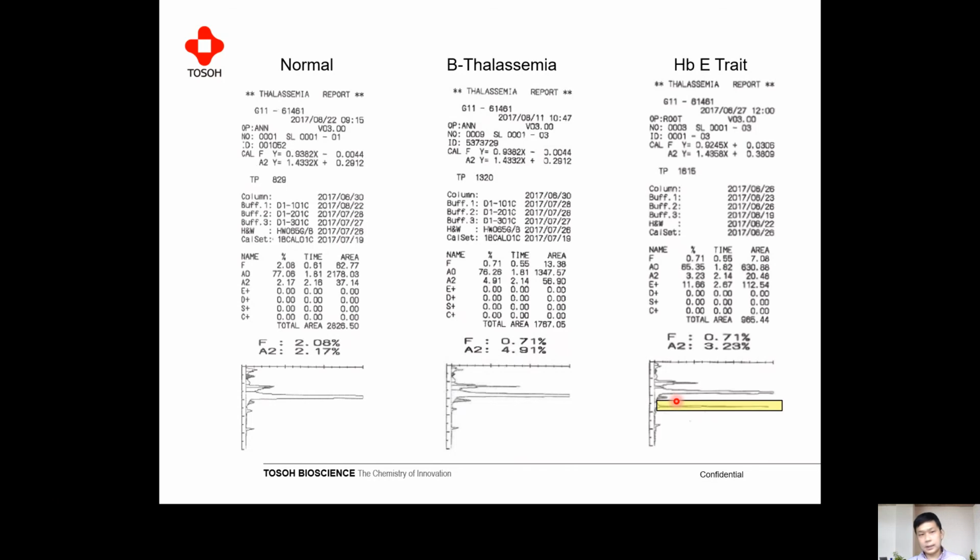So this is my introduction on Tosoh Corporation and also on the G11 HPLC system for A1C and beta thalassemia.